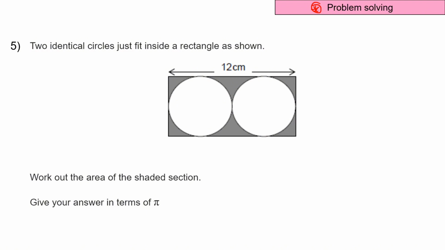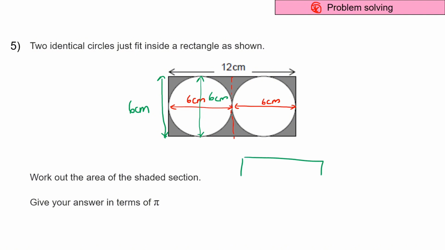So if this is 12, if I half it, this is 6, and this is 6. And since this is the diameter of the circle, it's the same thing along this way. So that means this bit is going to be 6 as well. So to find out the area of the rectangle, I'm going to have to do 6 times 12, which is going to give me 72 centimeters squared.